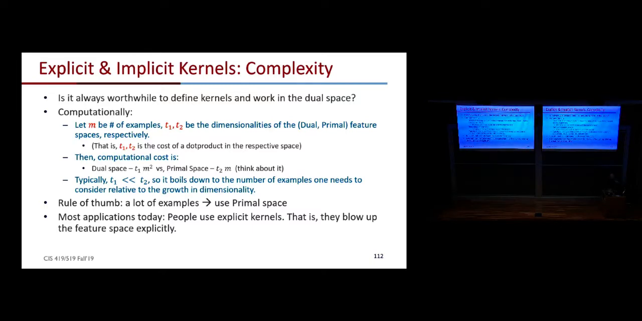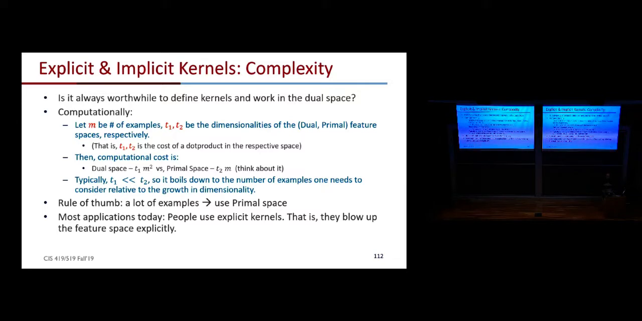So basically, it boils down to the number of examples one needs to consider relative to the growth in dimensionality. So if m is very, very large, if m is huge, you don't want to be here, because here you're going to suffer m squared. You much rather do this. So even though you blew up the feature space, you are willing to pay more for each dot product, because you're going to do a lot fewer dot products. On the other hand, if you have a small number of examples, it's okay to do m squared dot products, because each one of them is cheaper. So that's basically the trade-off that we have.